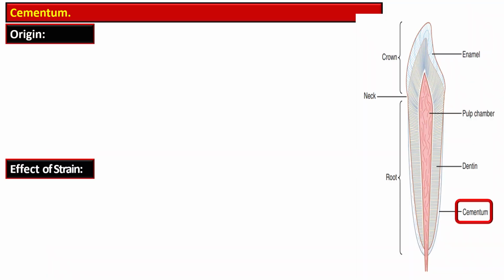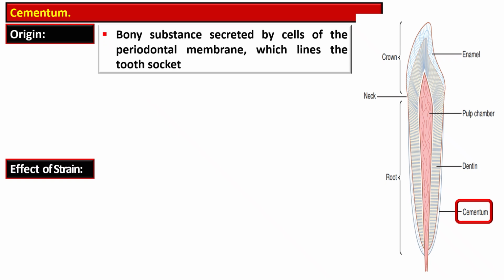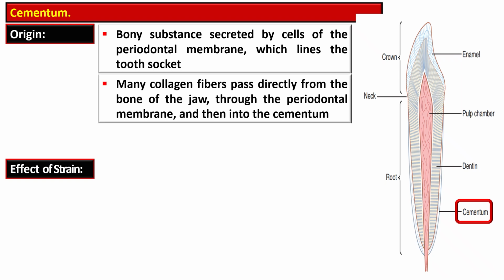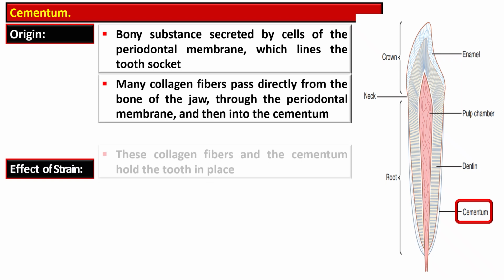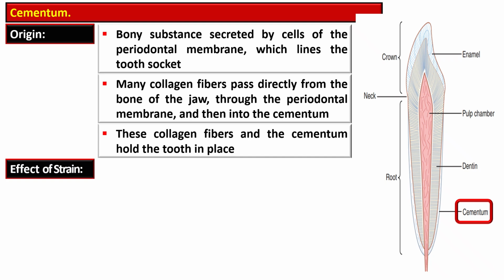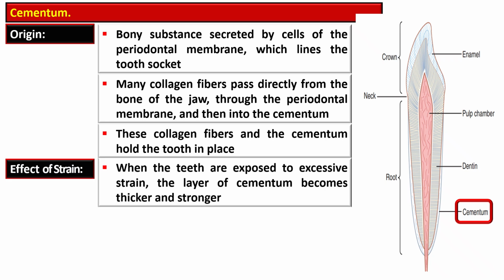Cementum is the hard bone-like material that covers the tooth's root and helps anchor it securely in the jaw. It is secreted by cells of the periodontal membrane, the connective tissue that lines the tooth socket. And the strong collagen fibers extend from the jawbone, pass through the periodontal membrane, and are inserted into the cementum, creating a firm attachment system.